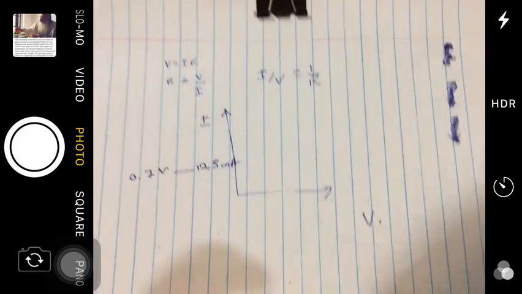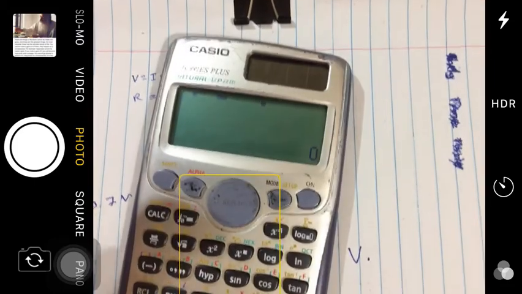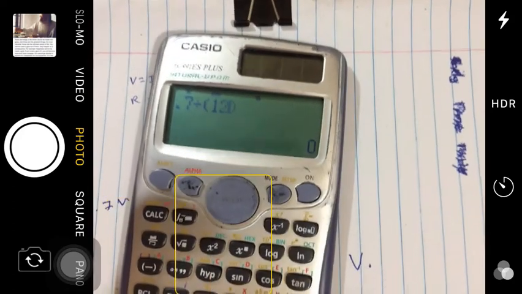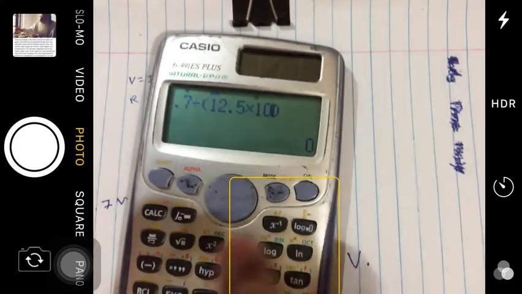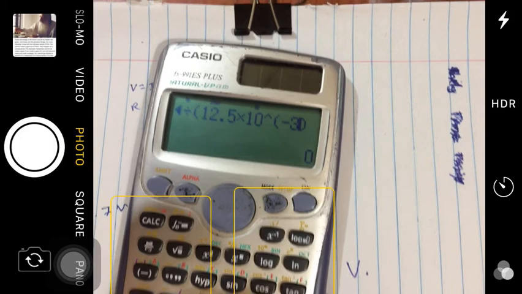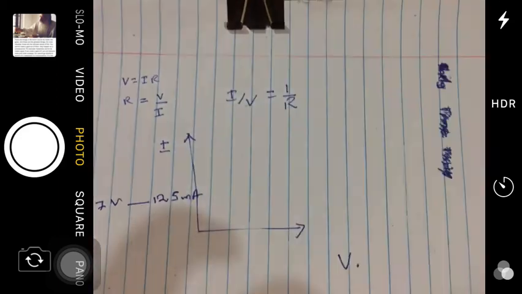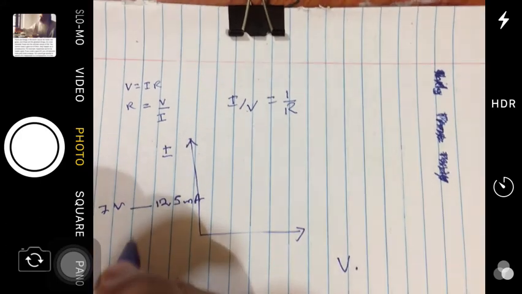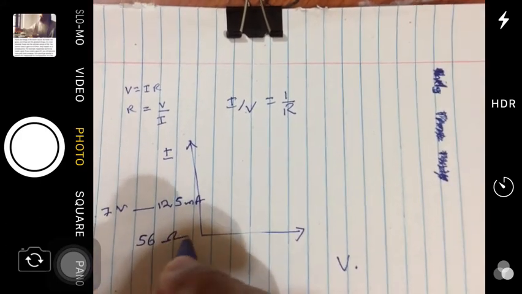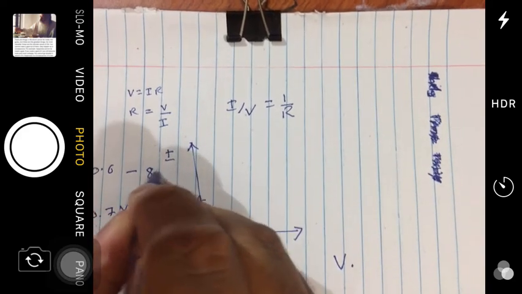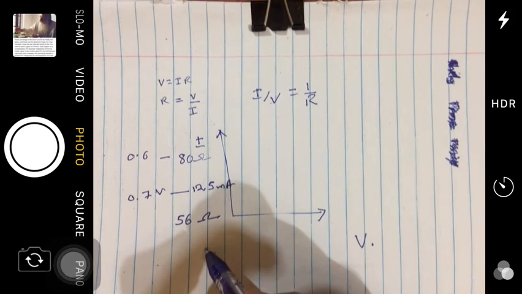So if you calculate the resistance, 0.7 divided by 12.5 milli would give you 56 ohms approximately. So now you can see that actually the resistance has decreased. At 0.6 the resistance was 80 ohms, now it is 56 ohms.